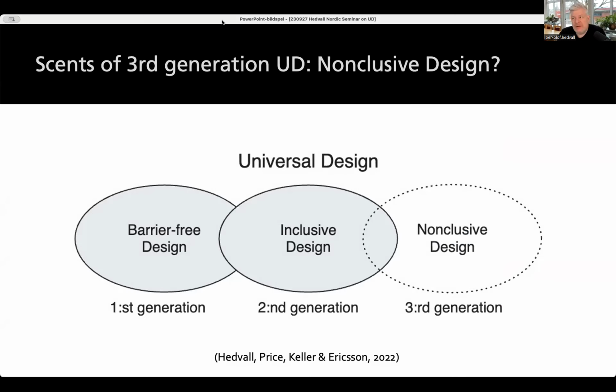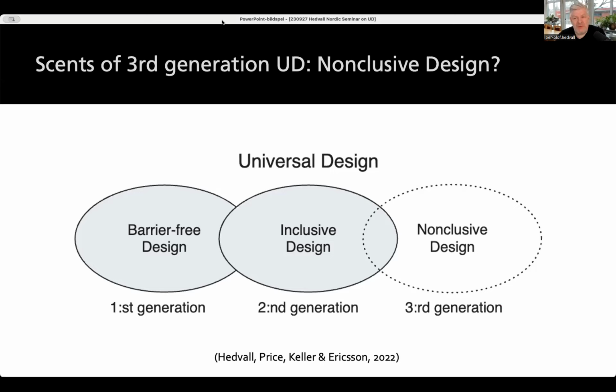In that work, we have started to pick up a sense of something that we've chosen to call non-inclusive design. On the screen now, there are 3 bubbles. The one to the left says barrier-free design. That's the first generation of universal design, where people worked with barrier-free design, primarily targeted at people with disabilities.